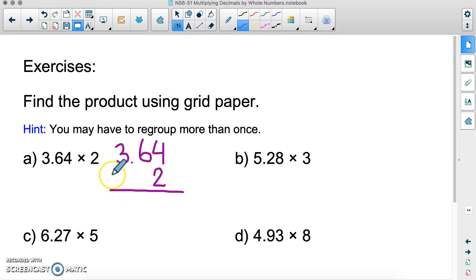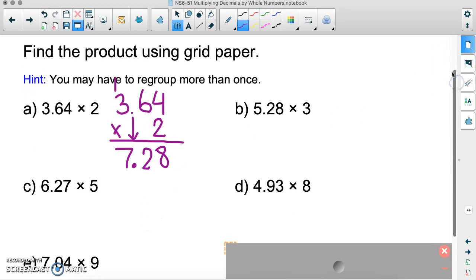So we're going to multiply this. So 2 times 4 is 8. 6 times 2 is 12. I'm going to carry the 1. 2 times 3 is 6, plus 1 is 7. Remember, my decimal is going to go straight down to where it was right after the ones digit. So the answer is going to be 7 decimal 28.